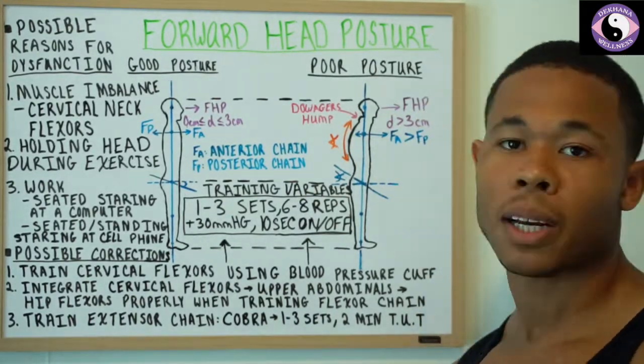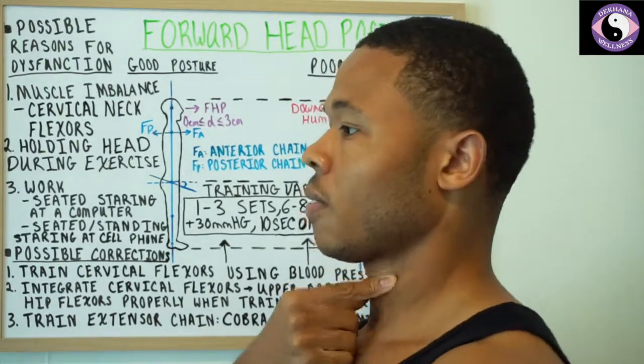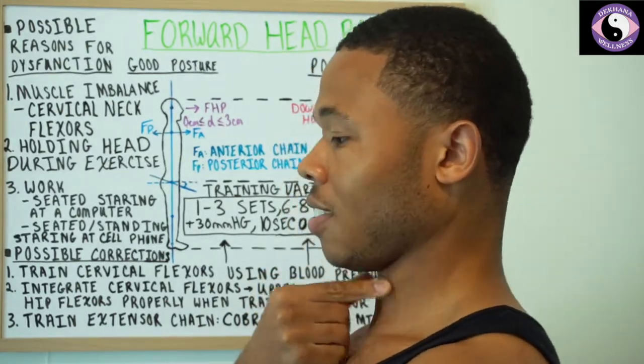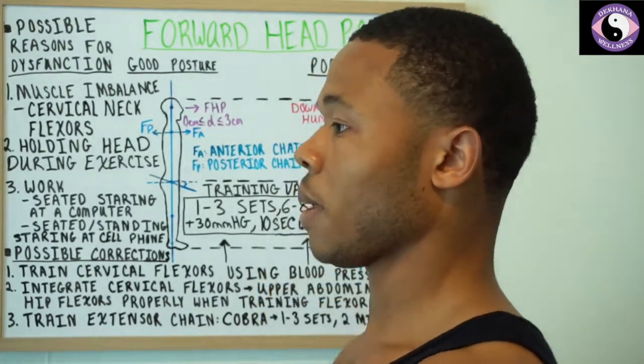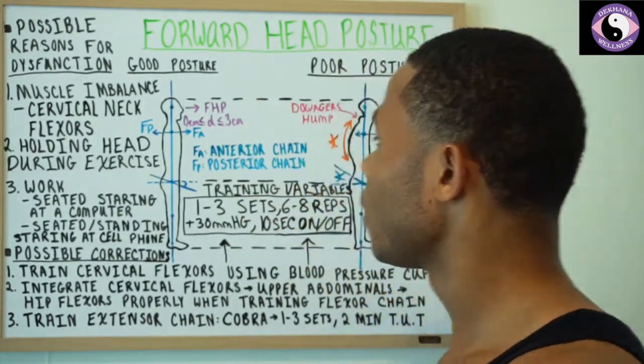One, we'll look at the muscle imbalance, so the cervical neck flexors. So the muscles here in the front of the neck. You want to keep these muscles nice and tight so that they can hold everything back here, so you're not having the head coming forward like that.